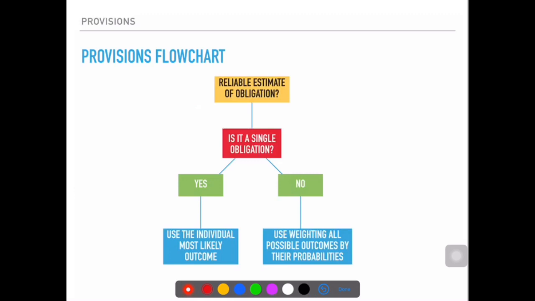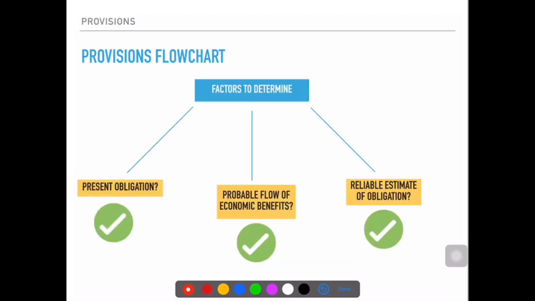In some cases, there may be multiple claims. For instance, if there are 100 warranty claims and an entity doesn't think that all claims are going to be paid out, they might calculate the obligation by weighing all possible outcomes by their probabilities. Back to the case scenario, because all 3 criteria are met, a provision for $70,000 should be recognized at year end.